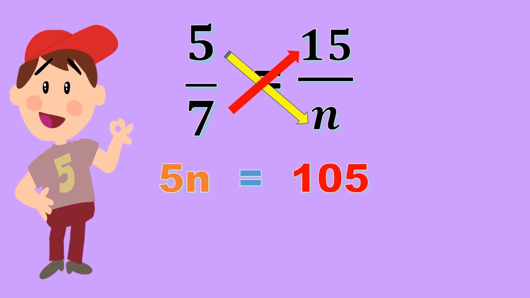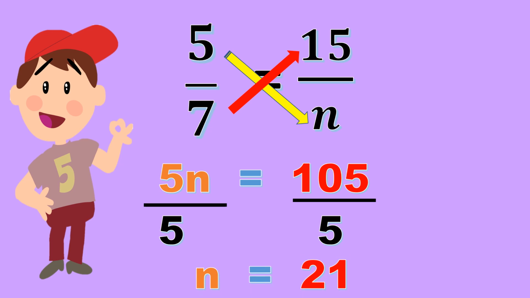In order to get the value of n, we will divide both sides by 5. 5 divided by 5 equals 1, or n. Next, 105 divided by 5 equals 21. Therefore, the missing term is 21.